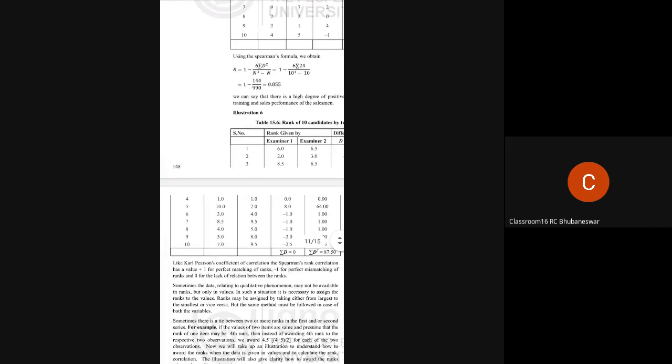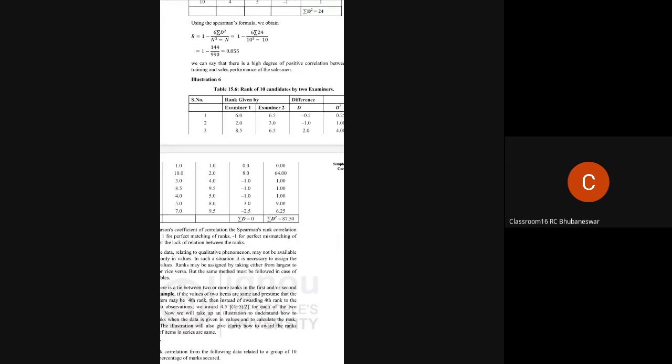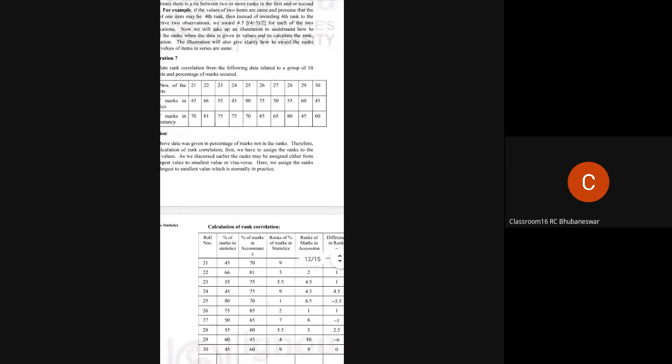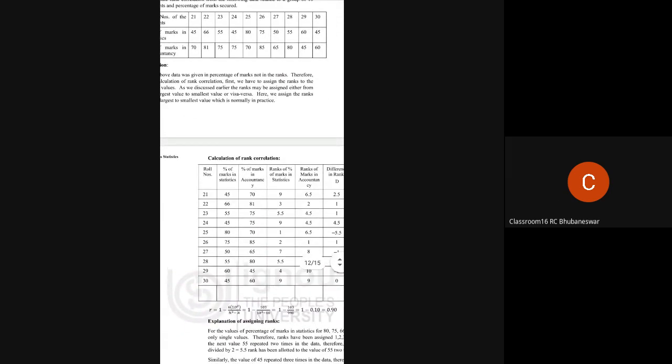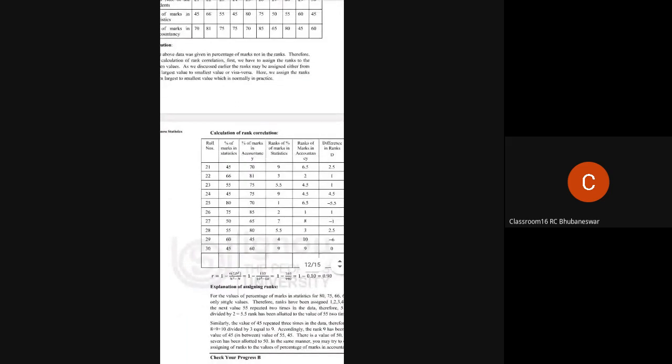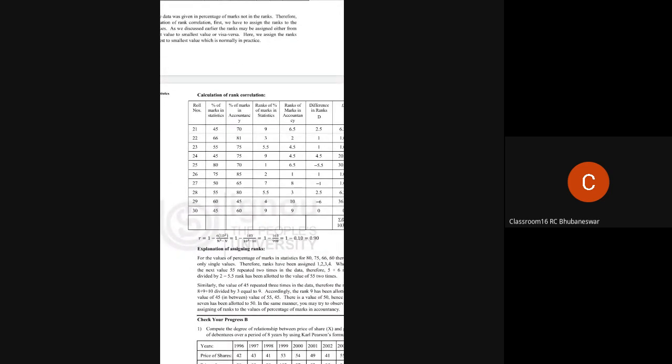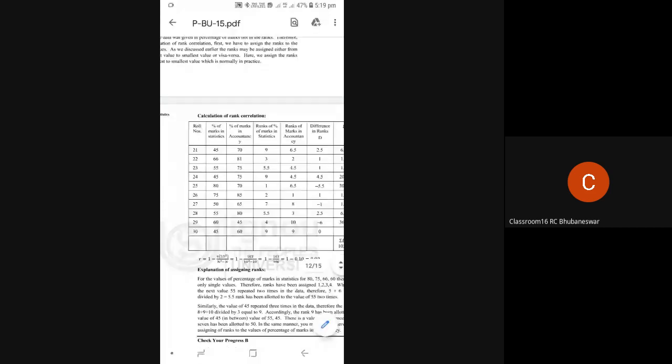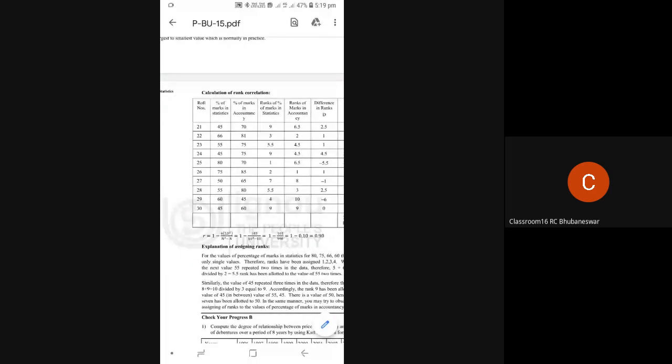Now in the next illustration, you will see the rank of 10 candidates by two examiners, solved the same way. In illustration 7, ranking is done and then the difference in ranks is found out. Here the percentage of marks in statistics and in accountancy is given, but ranks are not assigned, so you have to assign the rank. How will you assign it? Suppose ranks for percentage of marks in statistics.